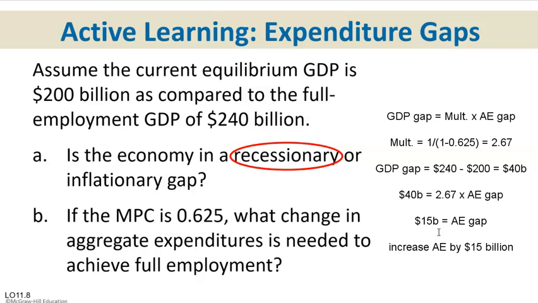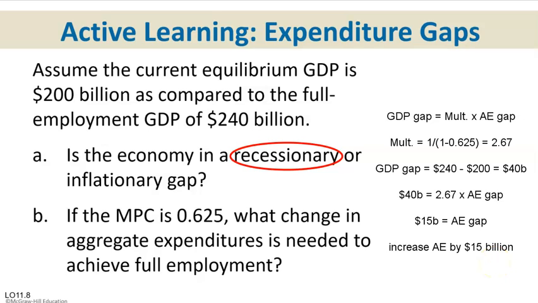And there actually is one more step, because we need to think about if we're going to increase or decrease the aggregate expenditures. Because right now the equilibrium GDP is too low and the economy is in a recession, to pull us out of the recession and get back to that higher full employment GDP where we want to be, we need to increase aggregate expenditures by the 15 billion.